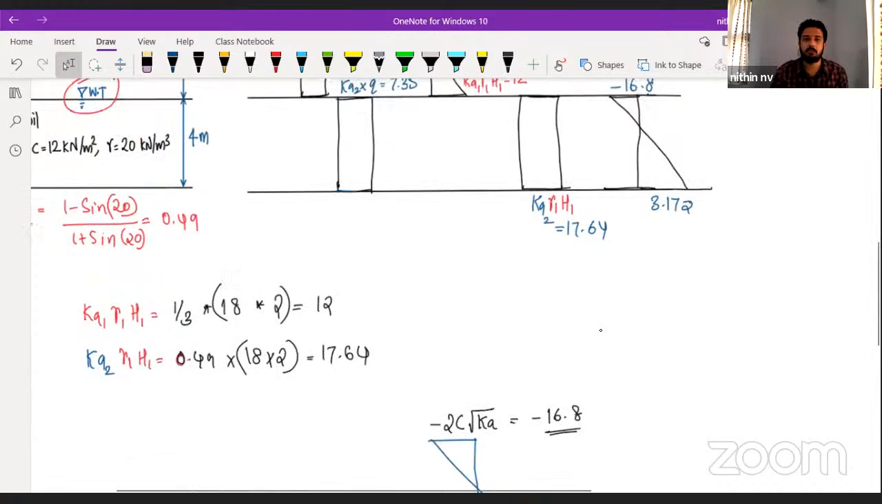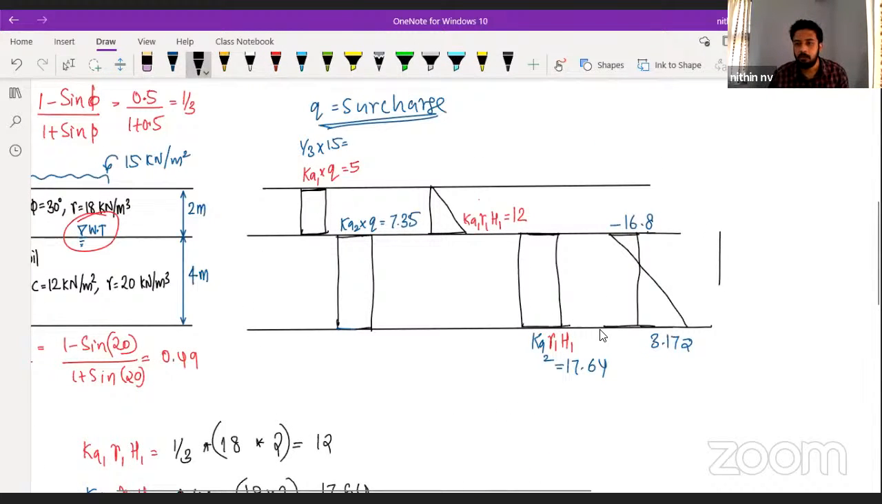The other change is that wherever we have water table, we have to consider the hydrostatic pressure also. What is that hydrostatic pressure? Nothing but gamma w into h. So 9.81 into 4 will come. How much is 9.81 into 4? Calculate and tell me. 39.24.